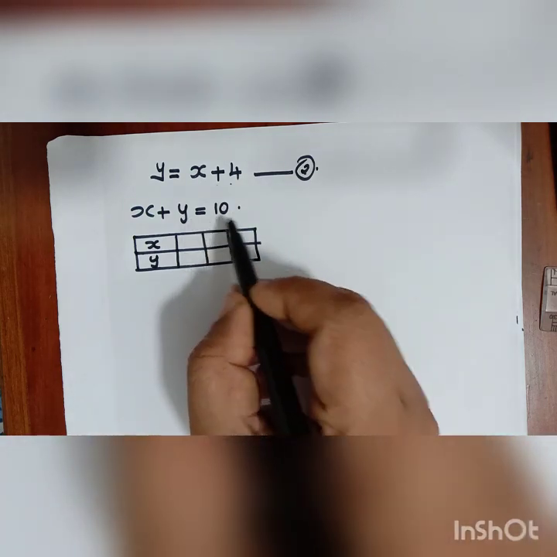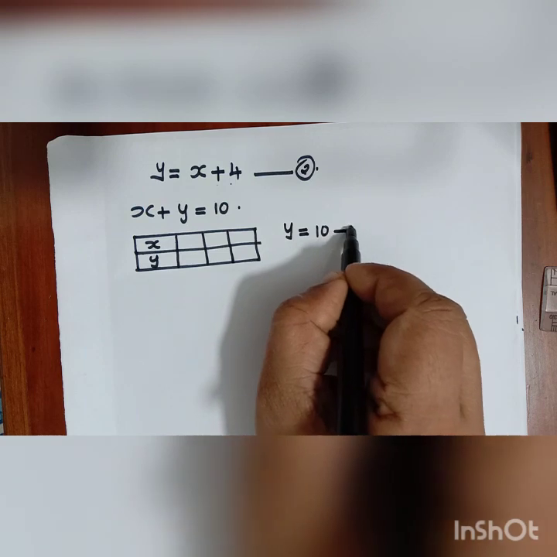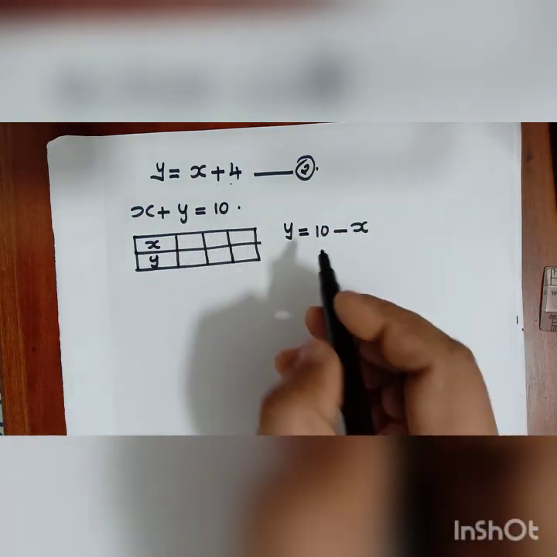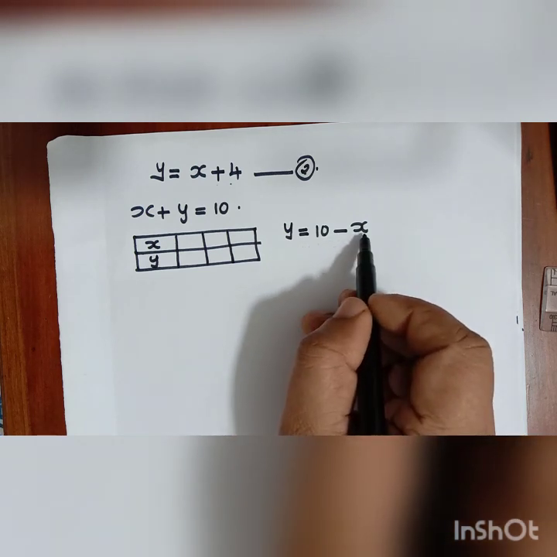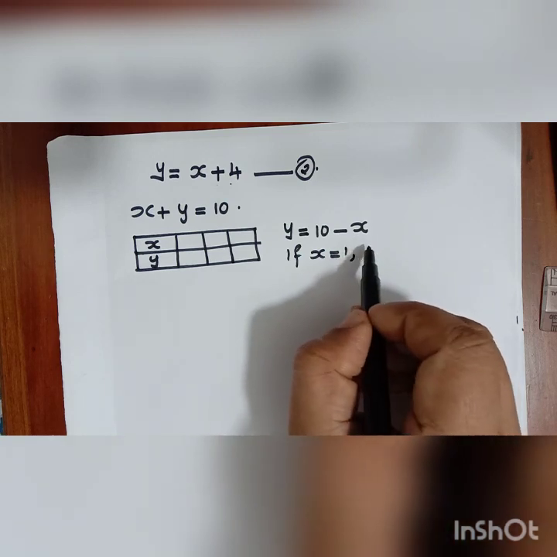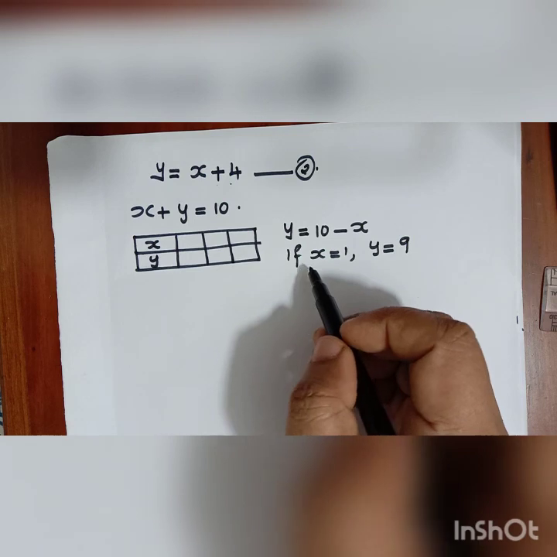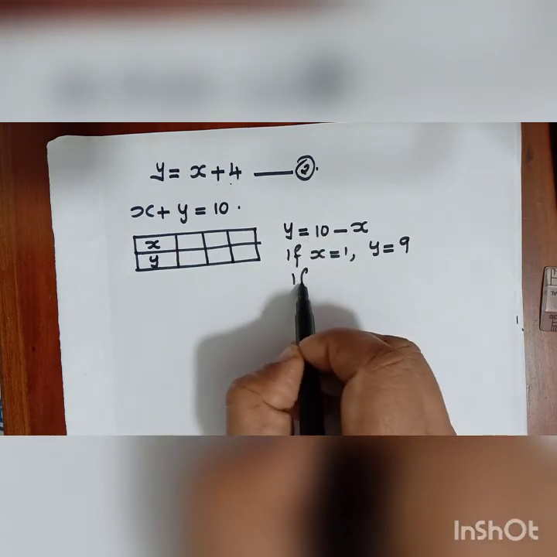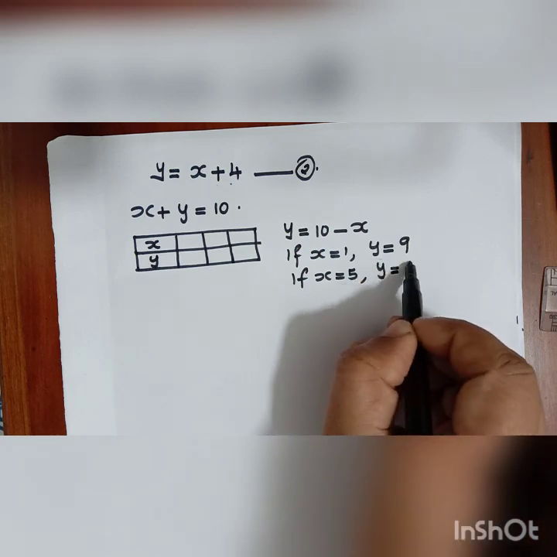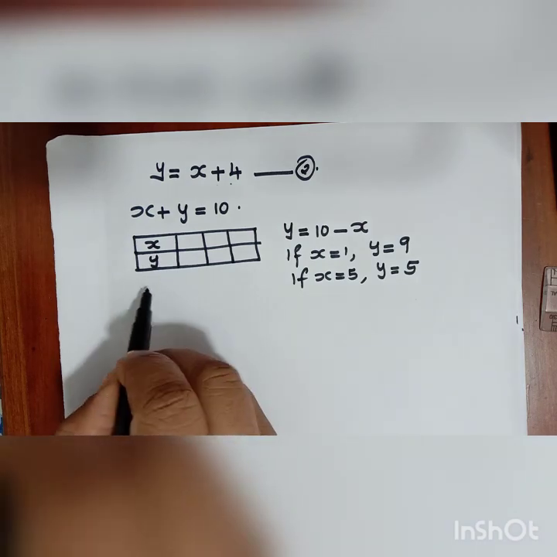So with x plus y is equal to 10, let us write it in the form y is equal to 10 minus x. Isn't it correct? Now we are going to substitute for x. If x is equal to 1, what is y equal to? y equal to 10 minus 1, it is 9. If x is equal to 5, what do we get? y is equal to 10 minus 5 is 5. If x is equal to 2, we can have any number.